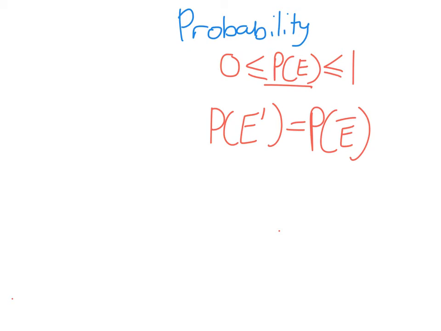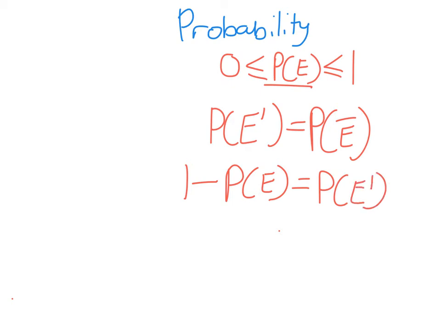So if I know the probability of an event, the probability that it doesn't happen is 1 minus the probability it does happen. So if the probability that you pass the test is 0.8, the probability you don't pass the test is 0.2, because they have to add up to 1. So make sure you know the basics of that.